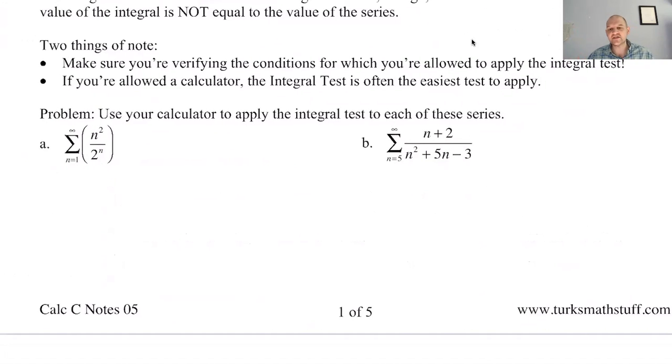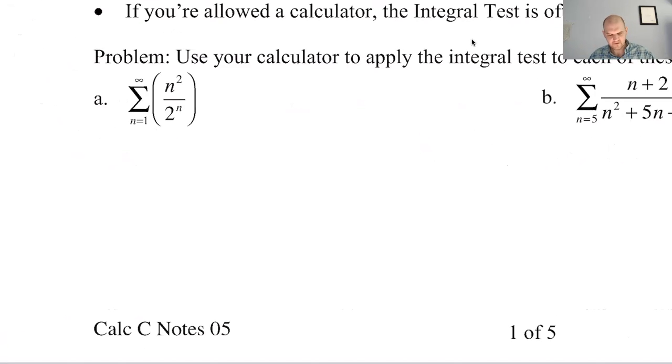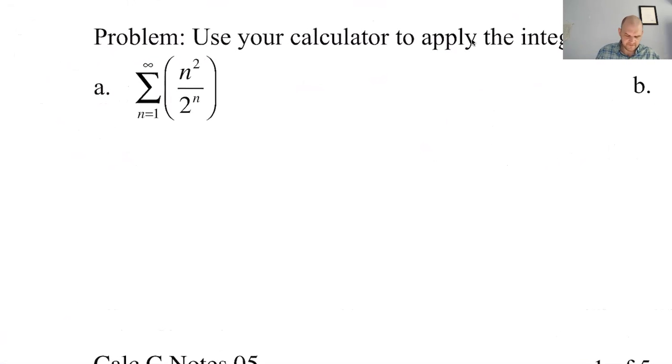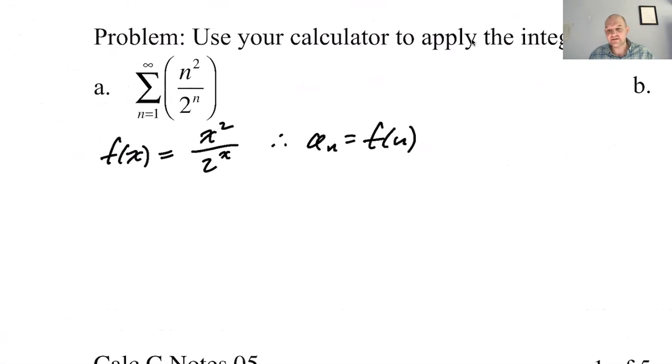You can use the integral test with a calculator way more often than you can do it by hand, because a calculator is more than capable of figuring out, are you positive, are you continuous, are you decreasing? It's just a little bit easier. So just to do this problem, I'm going to say that f of x is x squared over 2 to the x, and therefore a sub n is f of n. That's what we need to be able to do this.